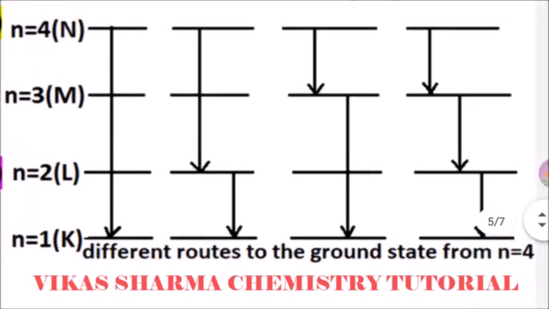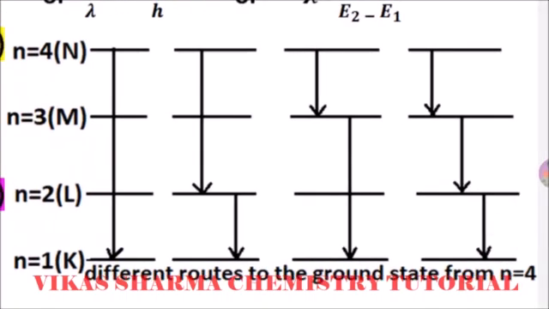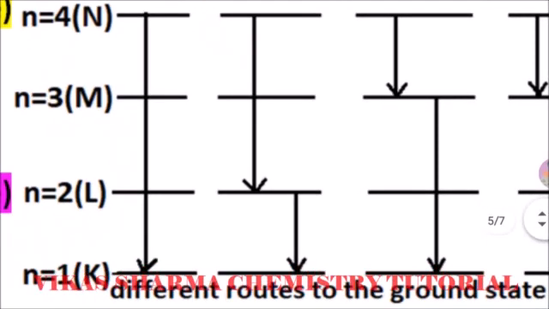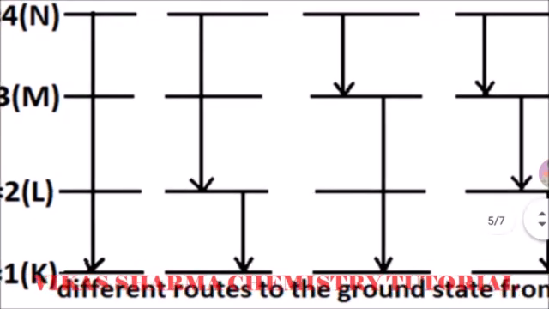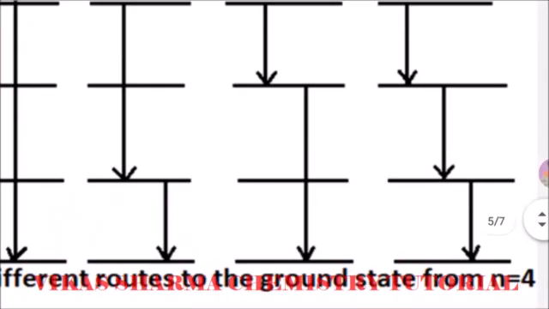So, different routes to the ground state from n equal to 4, the third excited state. In the first condition you have seen, the electron jumps from n equal to 4 to n equal to 1, means third excited state to ground state. In the second condition, by the arrow side you have seen, from n equal to 4 they come into the n equal to 2 level, then come into the ground state. In the third condition, the arrow goes from n equal to 4 to n equal to 3, and then n equal to 3 directly jumps into n equal to 1.